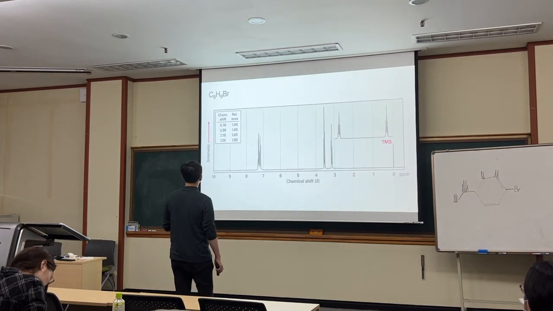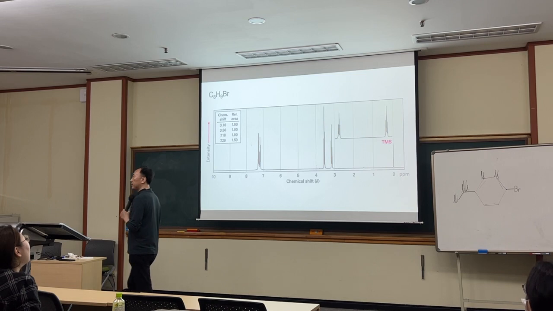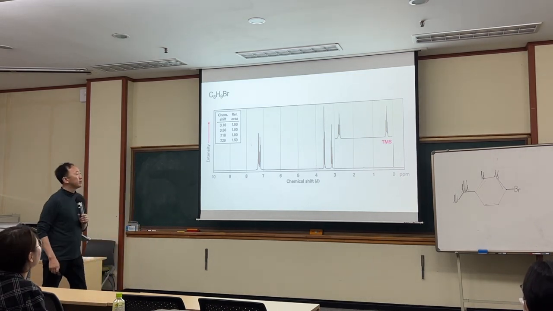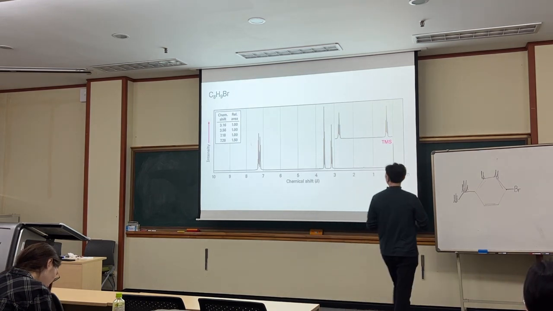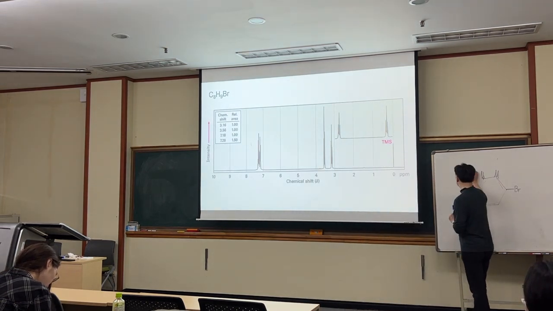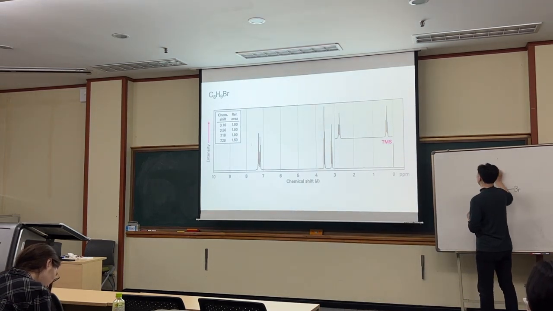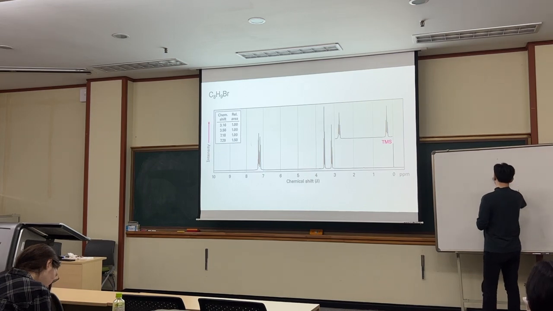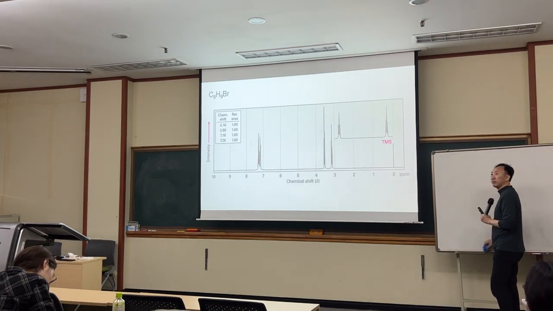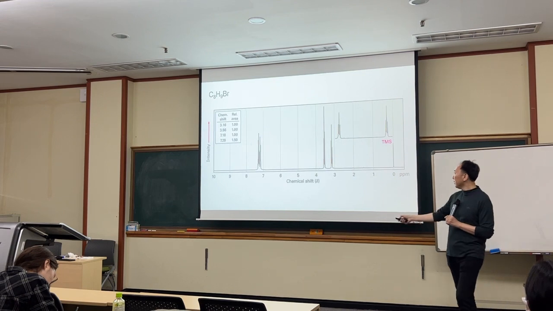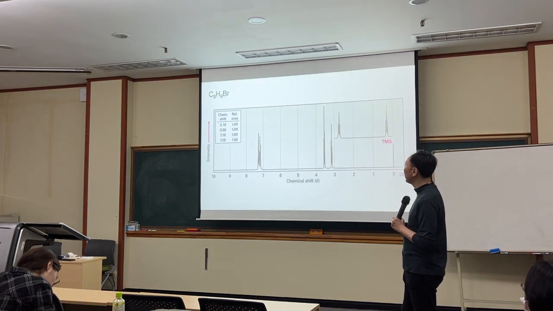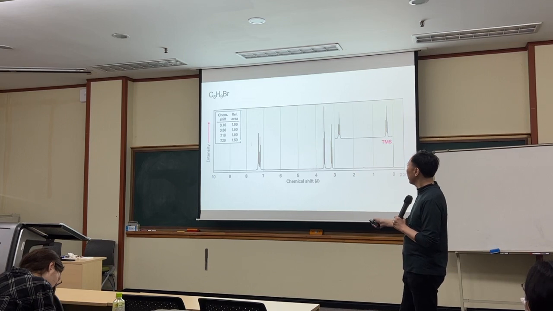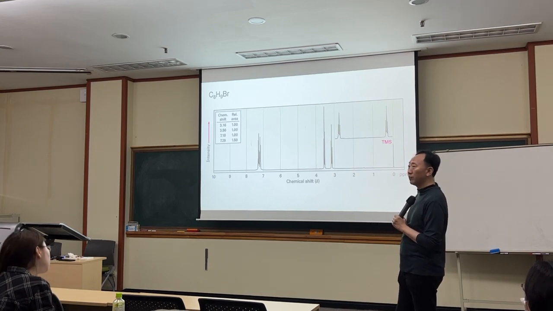Okay, next. This. Degree of saturation. It's a 4. Again, one benzene ring. And the pattern is not so simple. How many protons are there in this range, this area?